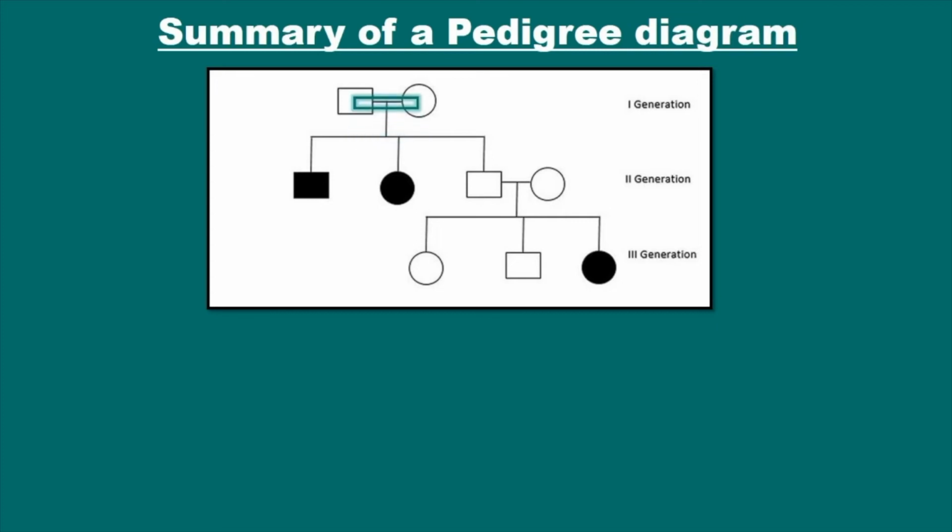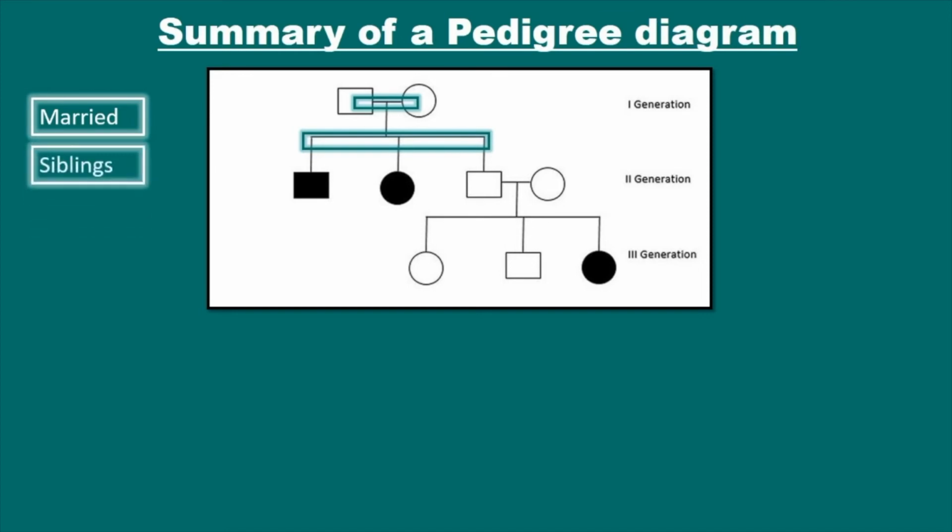So let's just have a look at what this means. If you have a look over here, you will see that we have a square and a circle that is connected to one another by means of a line. So this means that these 2 individuals are married. Then you will see a long line with 3 lines moving downwards. The individuals are not connected directly or next to each other. This means that these individuals are siblings. They are related to one another. So they are siblings.